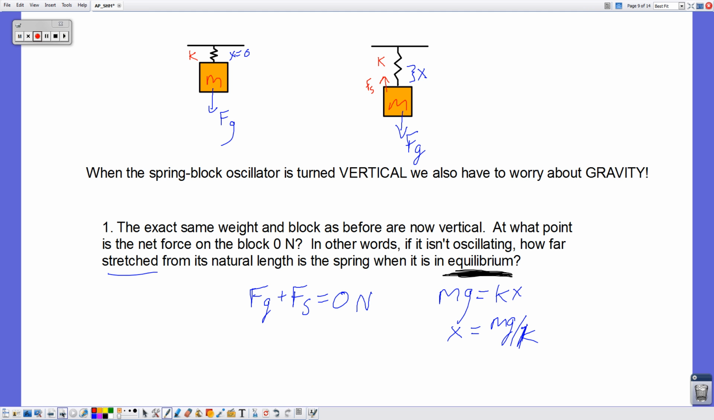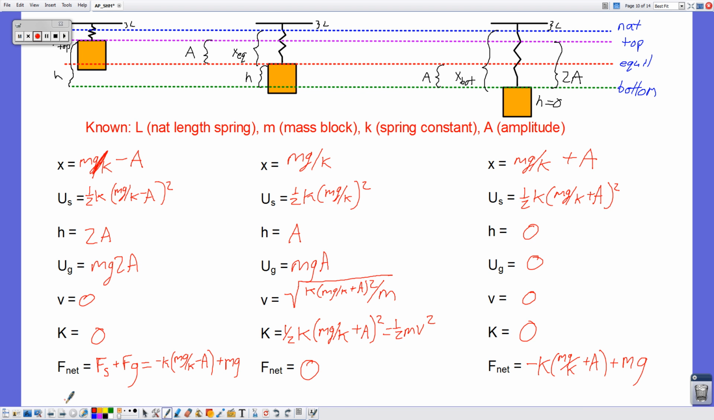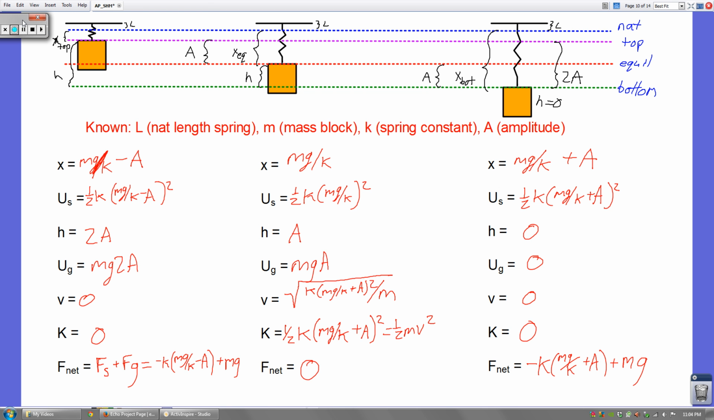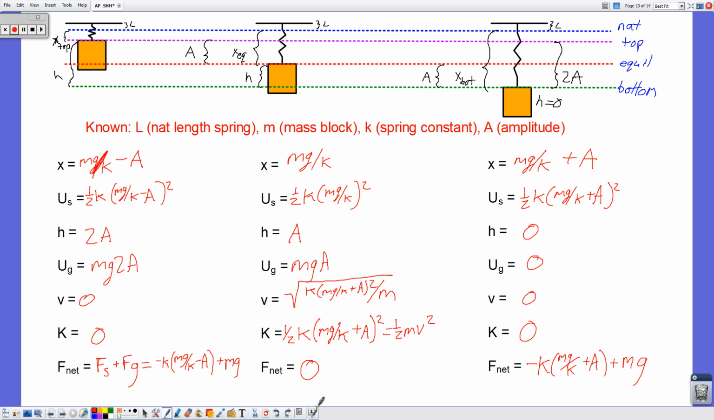Then I said, hey, I want you to now do that energy analysis for a vertical spring block oscillator. Here are my answers. I'm going to let you look at it for a second. Compare. Don't just copy them down. I'm going to go over where these came from in a moment. Right now you're just looking at what you got and comparing it.